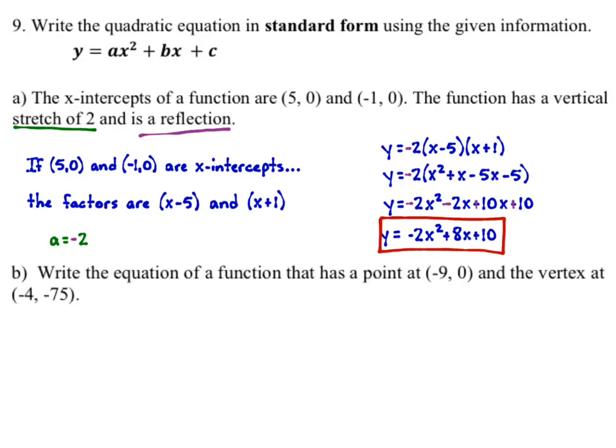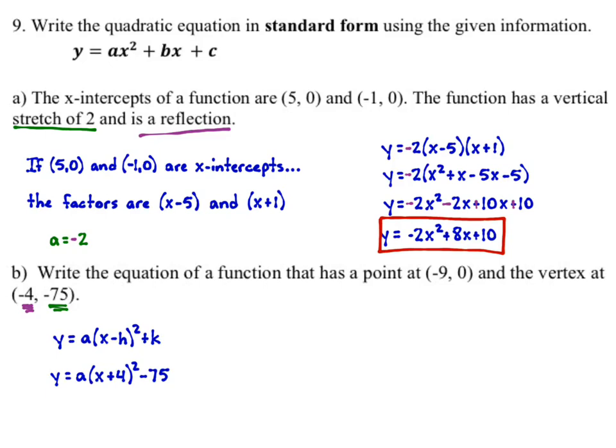For number 10, it says write an equation of a function that has a point at -9, 0 and the vertex at -4, -75. Now notice here in part A, I gave you the two x-intercepts, and we'll see another example of this in a minute. But in this case, I only gave you one of them, but I did give you the vertex. And whenever you are given the vertex, it's easiest to start off writing things in vertex form. So remember, the vertex form is y equals a times x minus h squared plus k. And because I know that -4 is my x value, remember I changed that so it'll say x plus 4 squared. And then since my y value is -75, that means it's going to say -75. So that's my vertex form.